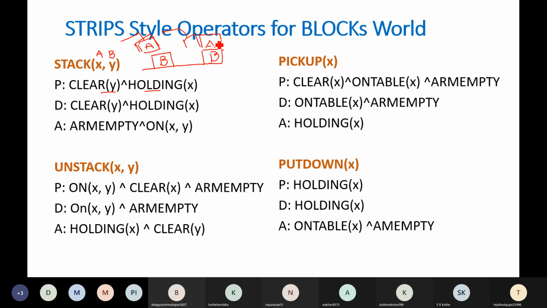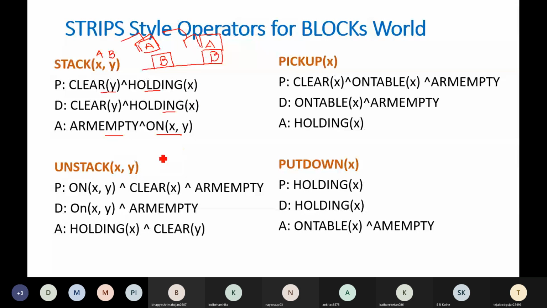After executing this, the result is block A is on block B, so on XY, and the arm is empty. After performing this operation, the predicates that become false, when they were true earlier, are: clear Y will become false because B is not clear now, and holding X will become false because the robot arm is not holding anything now. Okay? So this is the stack XY operation.